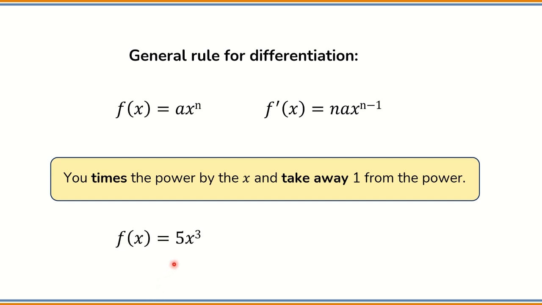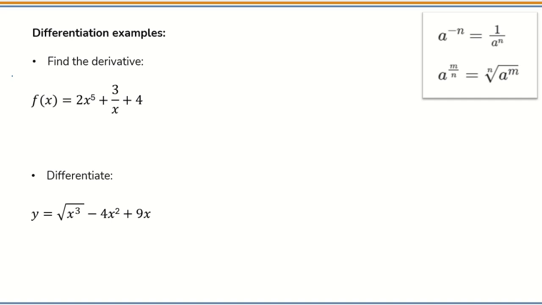If we want to differentiate this function, 5 times x cubed, we will have to times 3 by 5, 15, times x to the power of 3 minus 1, which is 2. Now I will continue providing different examples. In this first one, we need to find the derivative of this function.